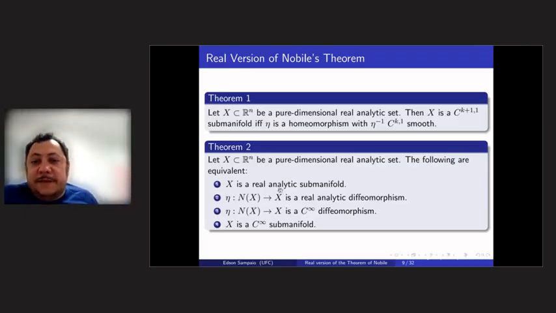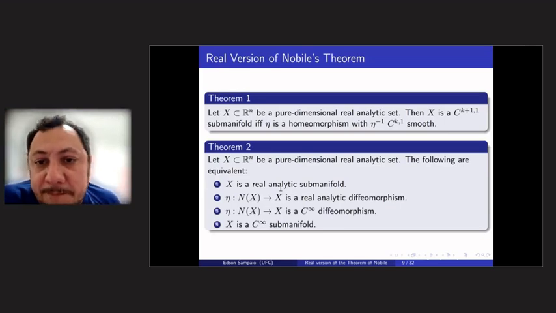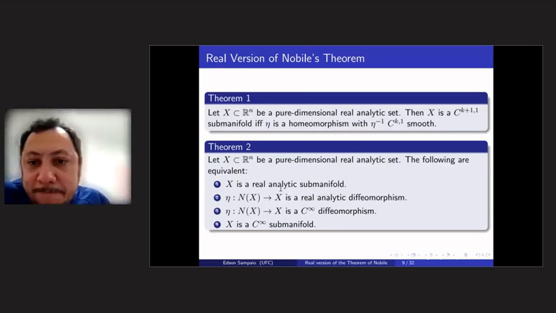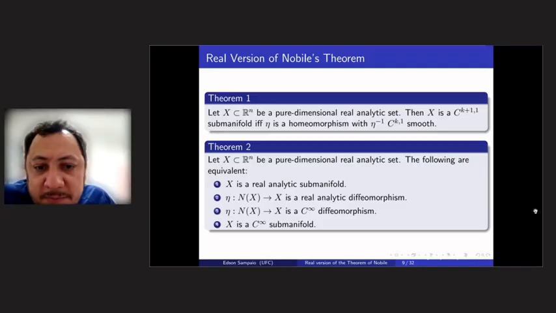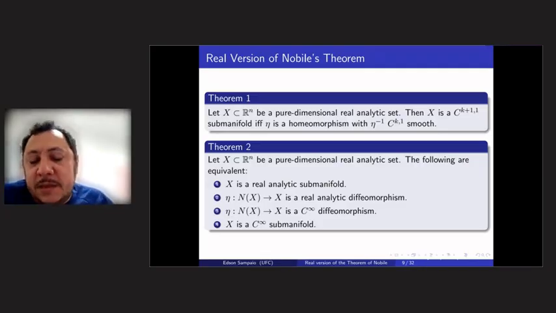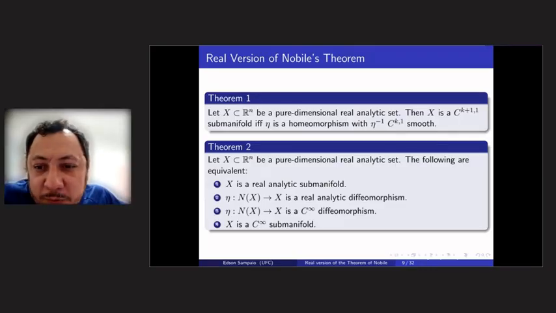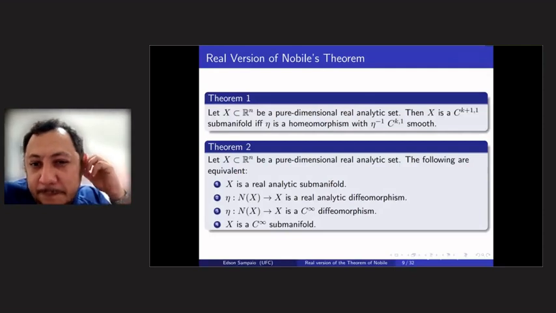And 4 implies 1: you can use a result of Ephraim, who proved that two real analytic sets that are C infinity diffeomorphic have germs that are analytically diffeomorphic. So the main problem is to prove theorem 1, and the challenge here is to prove theorem 1 when k is equal to 0. The other cases are more or less a bootstrap argument.